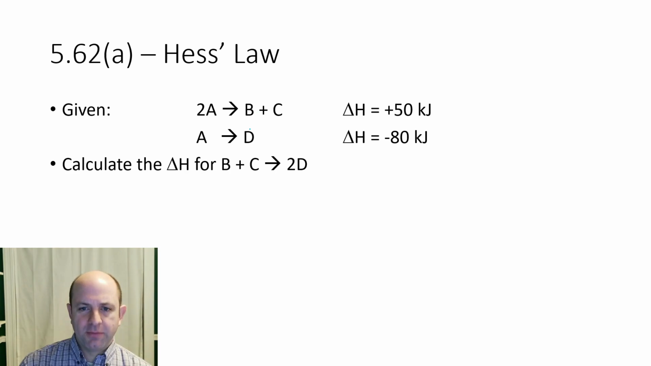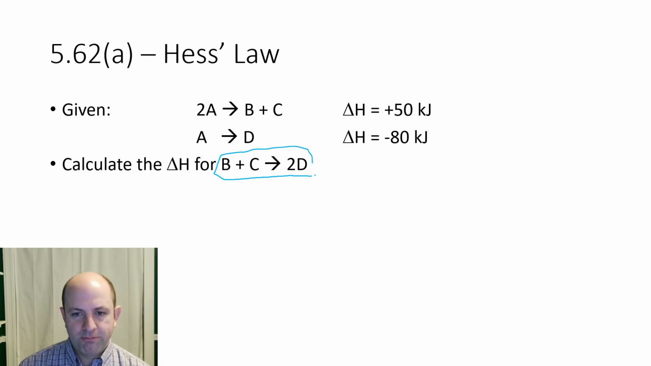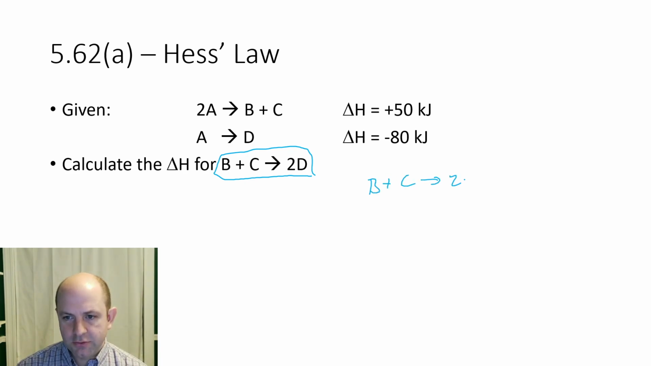I picked one that was a little bit more symbolic, but formulas are just symbolic, so it's all going to be the same. They give us some equations. They want us to find the delta H for this equation right here, where B plus C become 2D. So we've got to make these two equations combine to look like this one. So I always like to rewrite what I'm looking for. So B plus C goes to 2D, and then say delta H equals question marks.